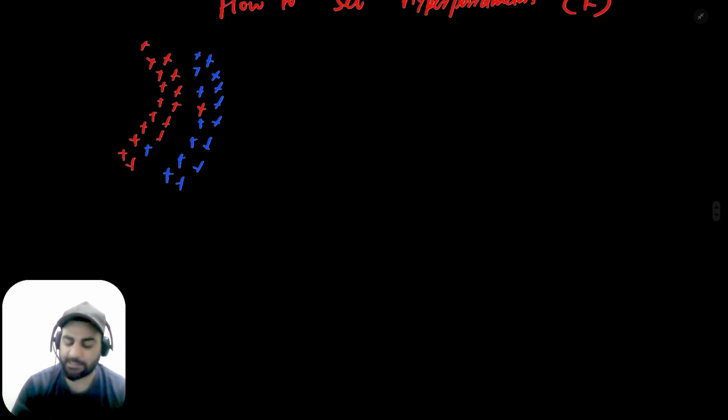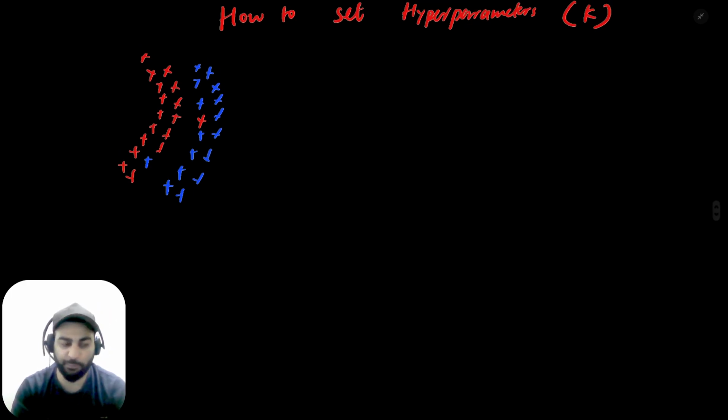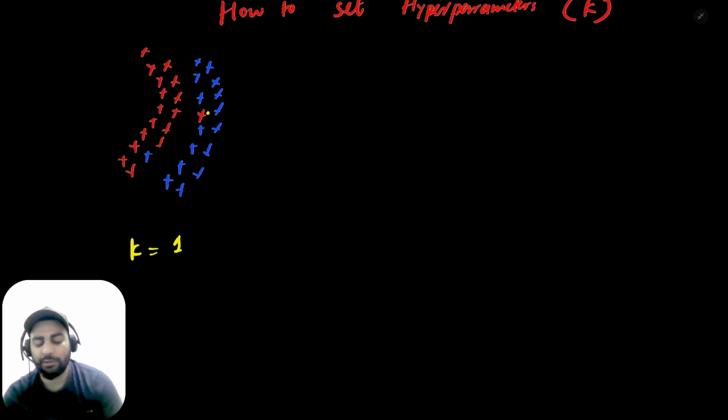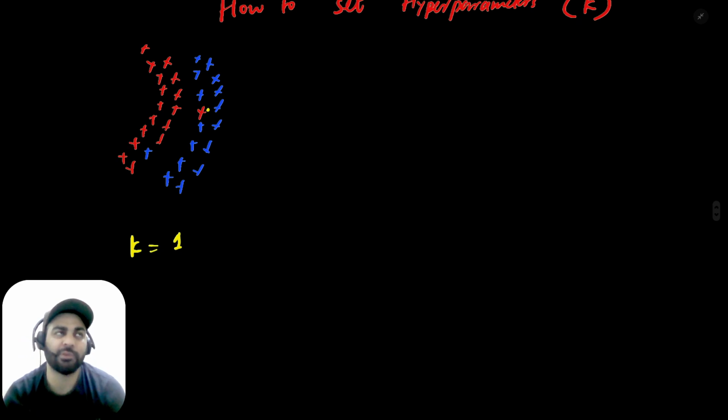Let's suppose K is equal to 1. Now you have to set K. If you say K is equal to 1, you just have to check one neighbor. So this is our query point. If you check this over here, its neighbor is red, so it will say that this query point belongs to the spam emails, the red cluster. If you say the same thing for this point, it will say it's a blue point, because you are just checking one neighbor.